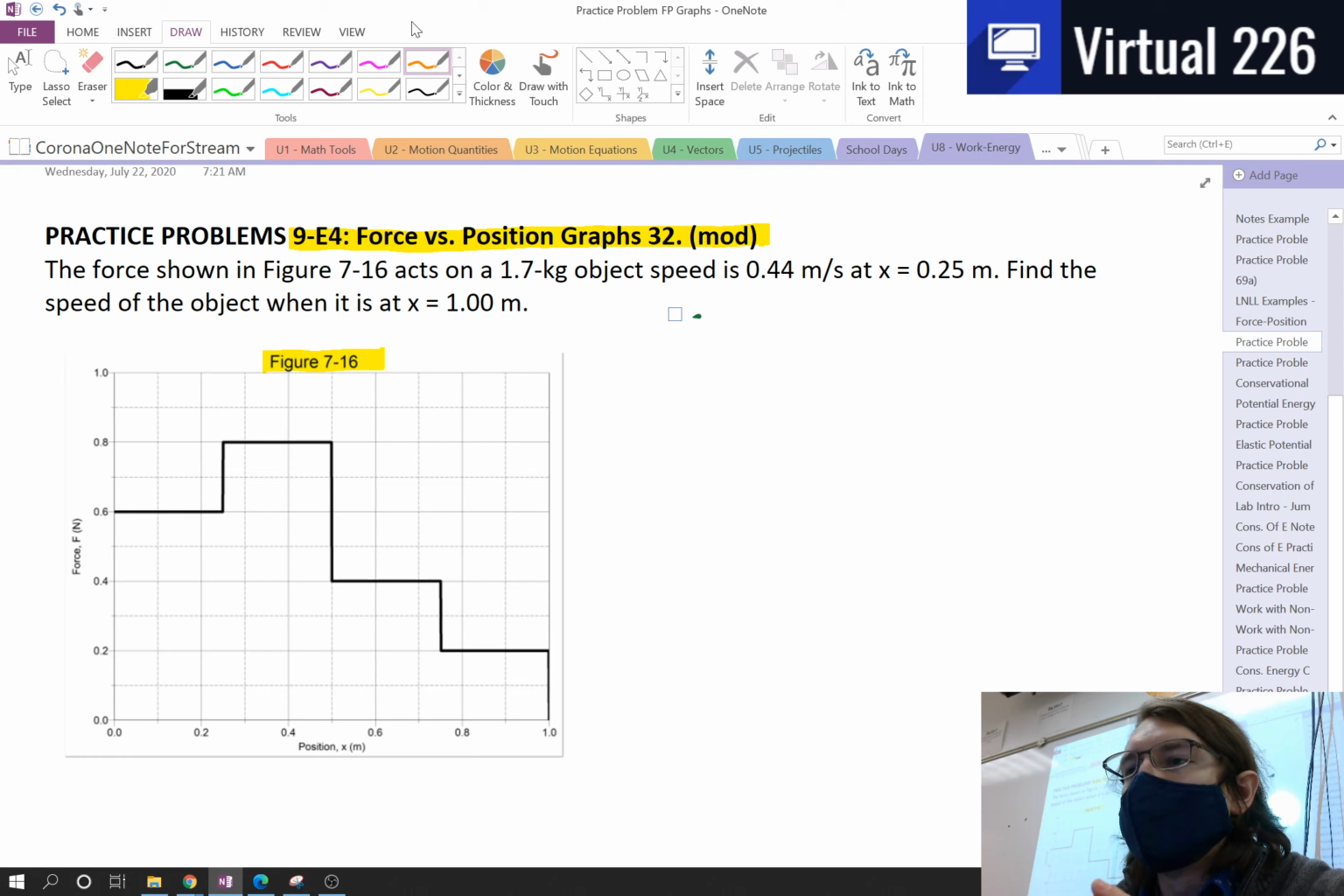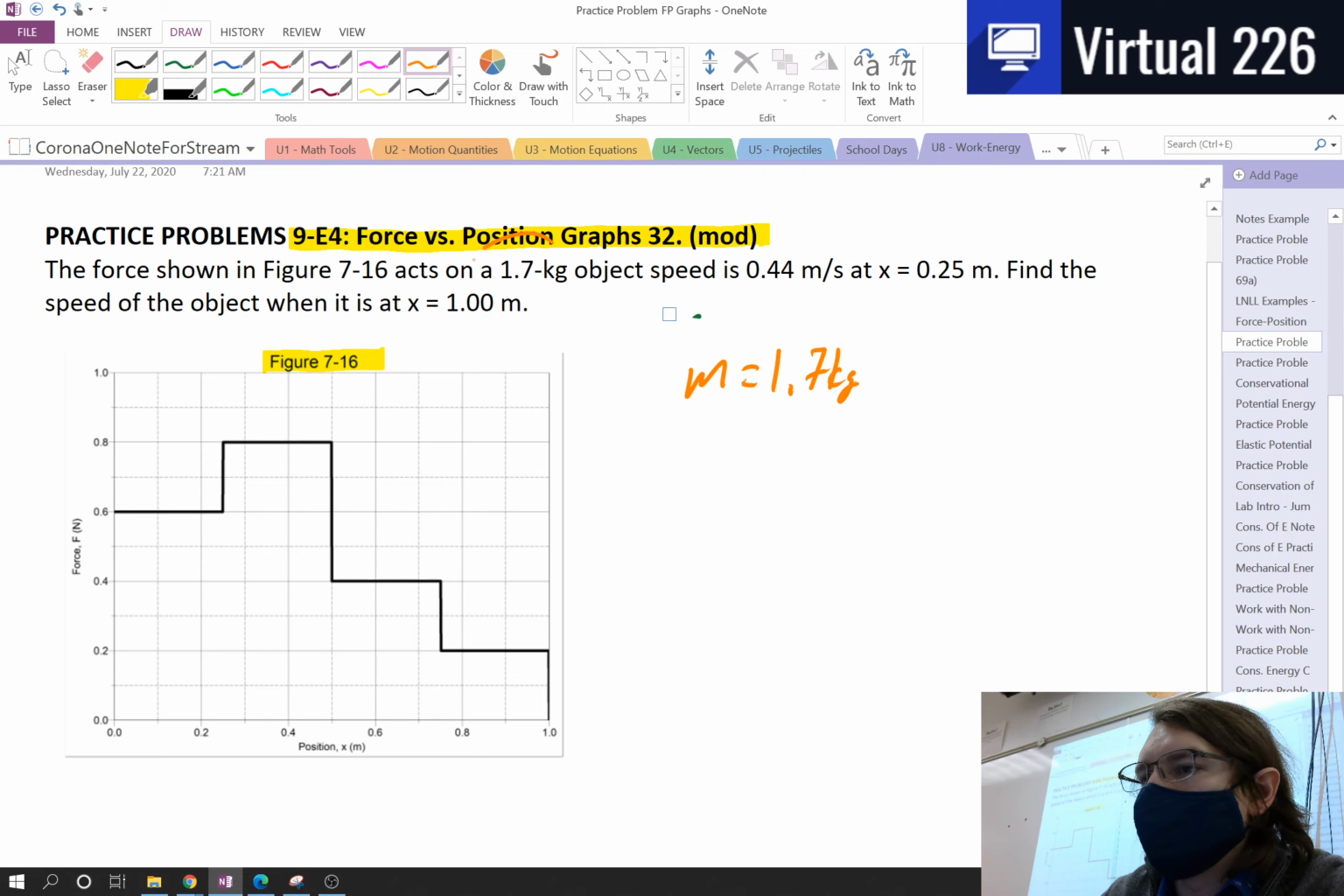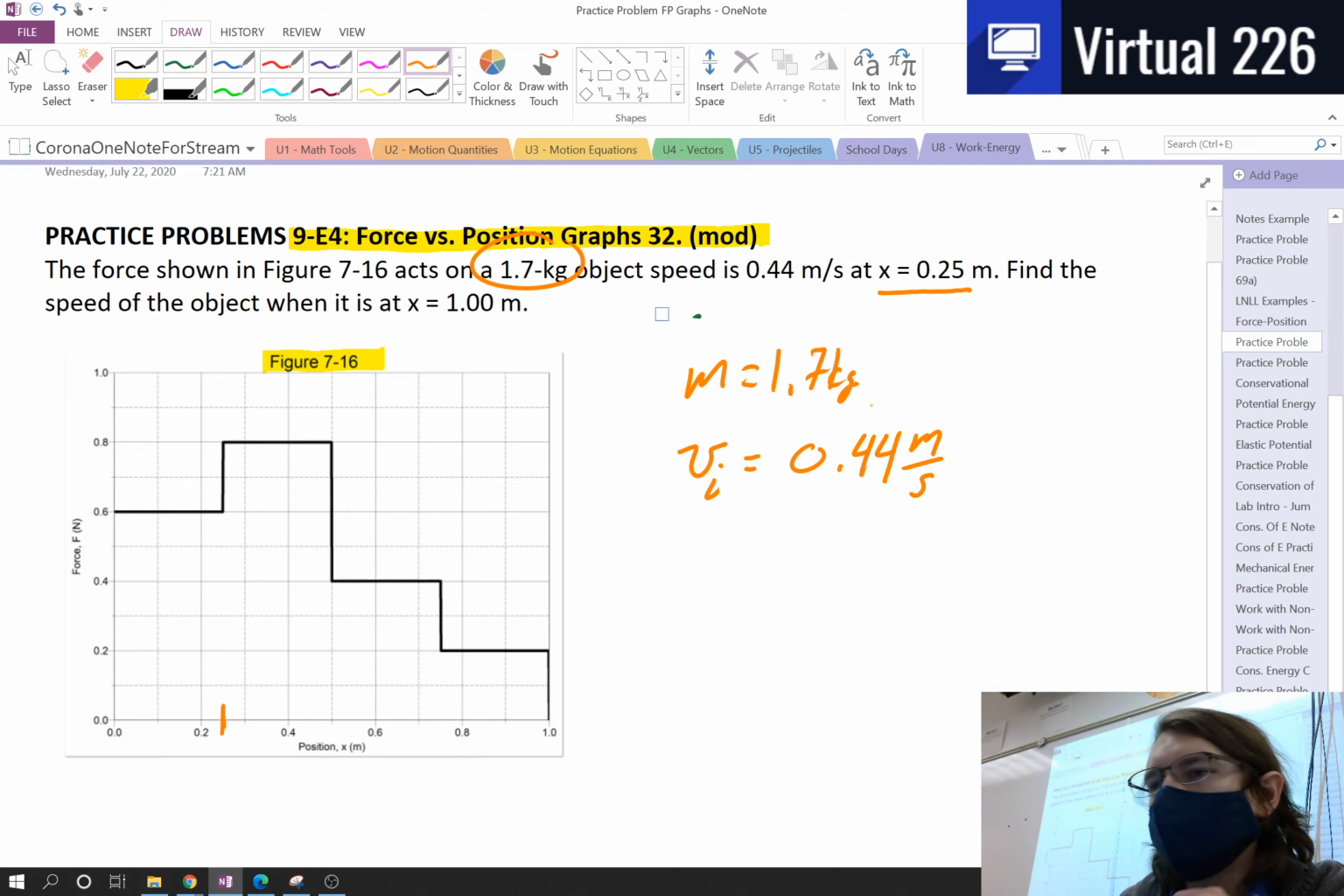It doesn't matter. But what we know is that the object has a mass of 1.7 kilograms, because we're just given that. And we know at this initial position, 0.25 meters, so right about here on the graph, that the initial speed of the object is 0.44 meters per second. What we would like to do here is figure out what is the speed of the object whenever it reaches 1 meter all the way out to the edge. So what is that final speed?